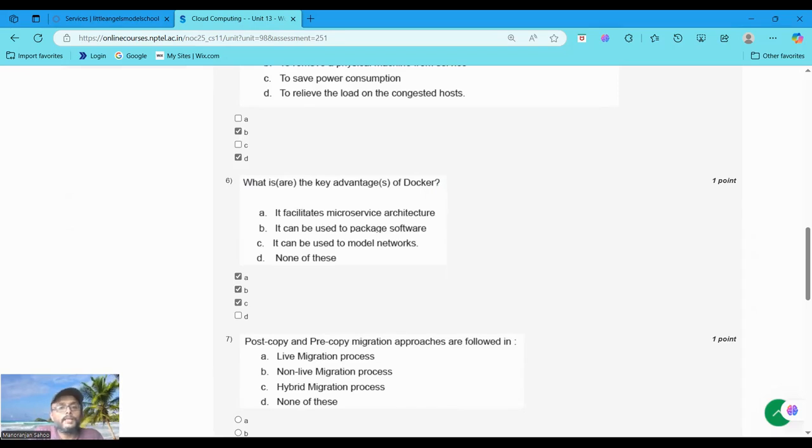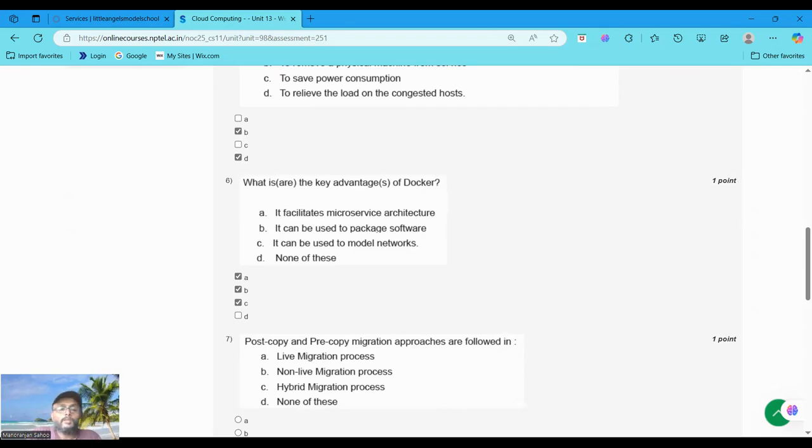So option A is also a true statement. But second, Docker packages software into portable images with all the dependencies, ensuring consistency across environments. DevOps too. It is also a true statement. And option C is partially correct. So we choose options A, B and C.